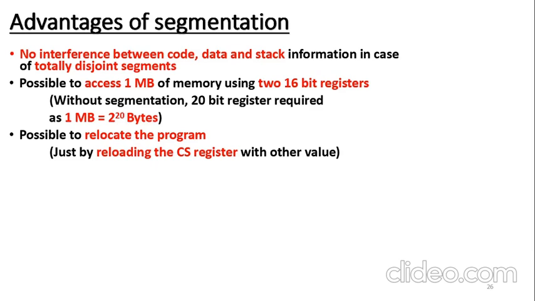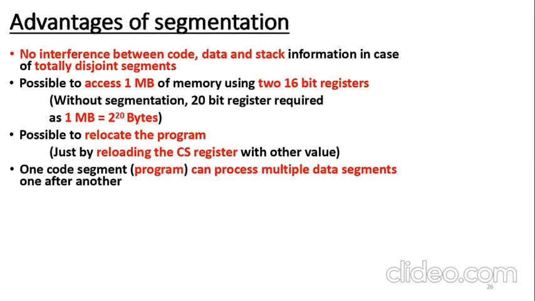Why? Because once CS register is loaded with a new value, code segment will begin at a 20-bit address just by appending one hexadecimal 0 on the extreme right of that code segment register. So 5000 written there, the program will be relocated, code will be relocated from 50,000 hexadecimal onwards.